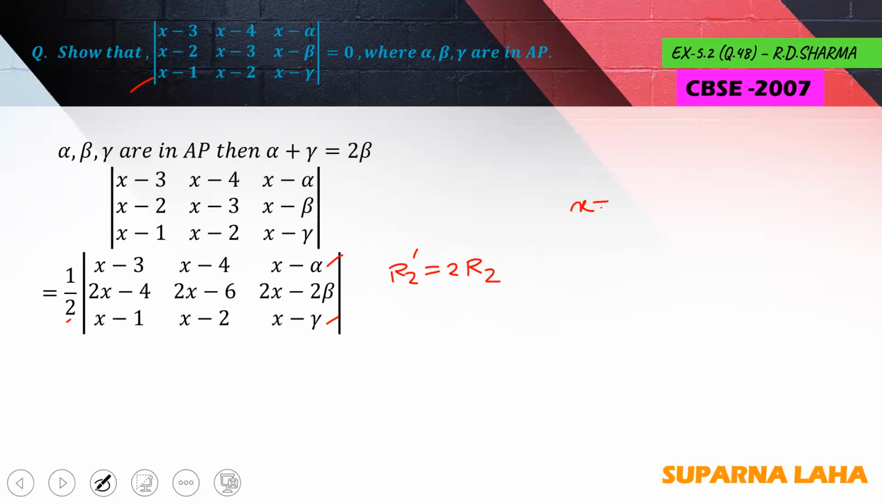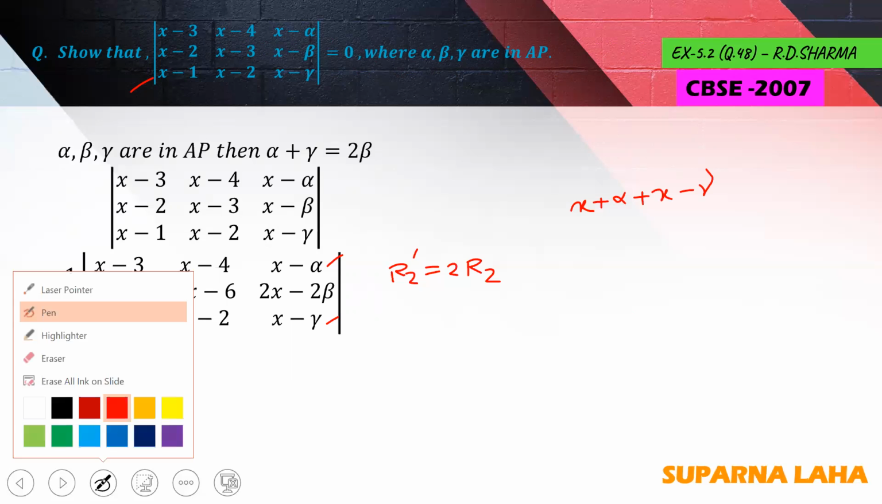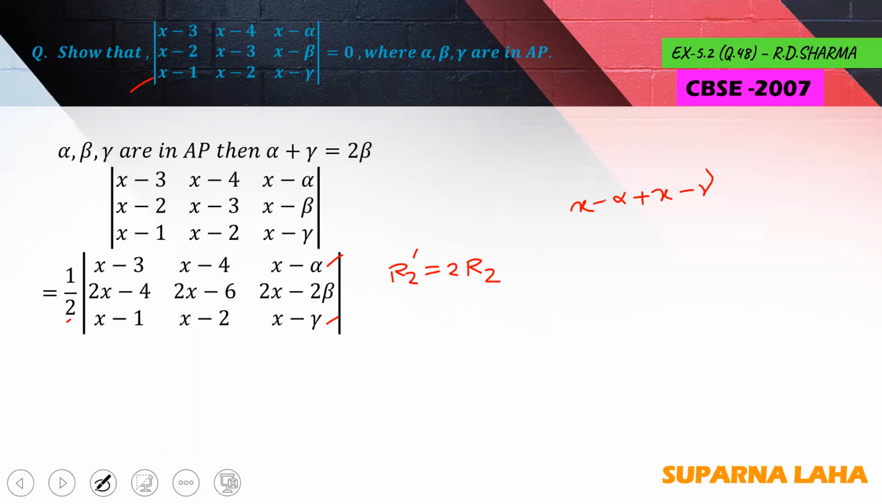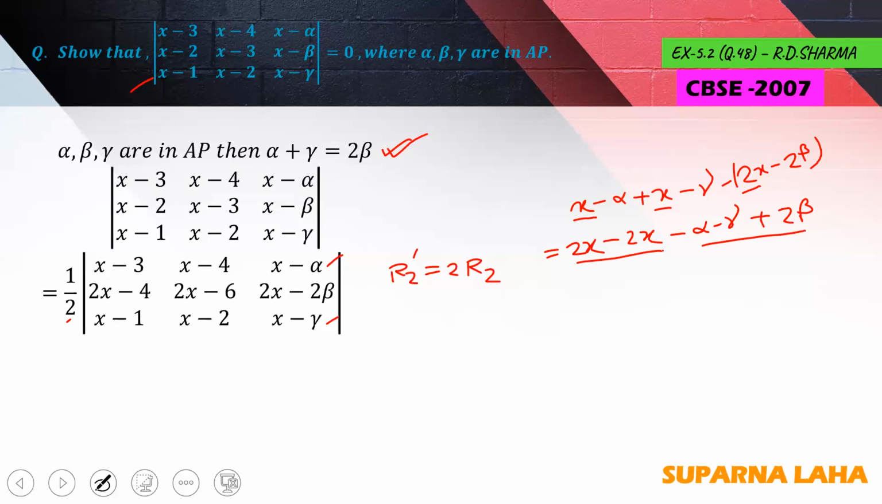So x plus alpha plus x minus gamma, x minus alpha and then x minus gamma. Now minus of 2x minus 2 beta. So what will you find? Look at here, x plus x, 2x minus 2x. And this one will be minus alpha minus gamma plus 2 beta. This value is 0 from this equation, and 2x minus 2x is also 0. So ultimately this value is given by 0, right?